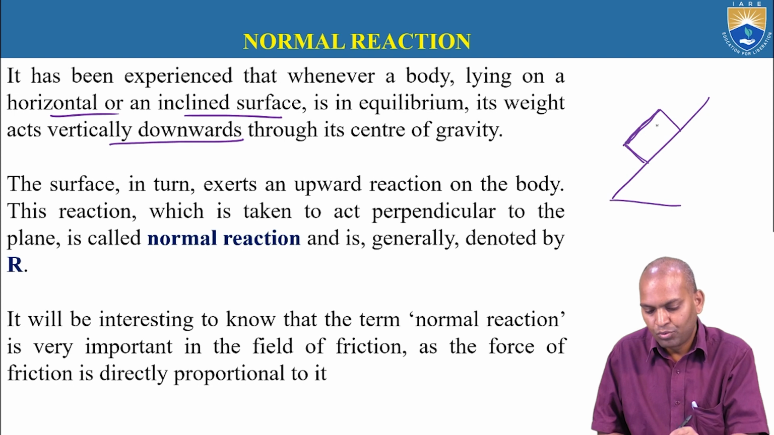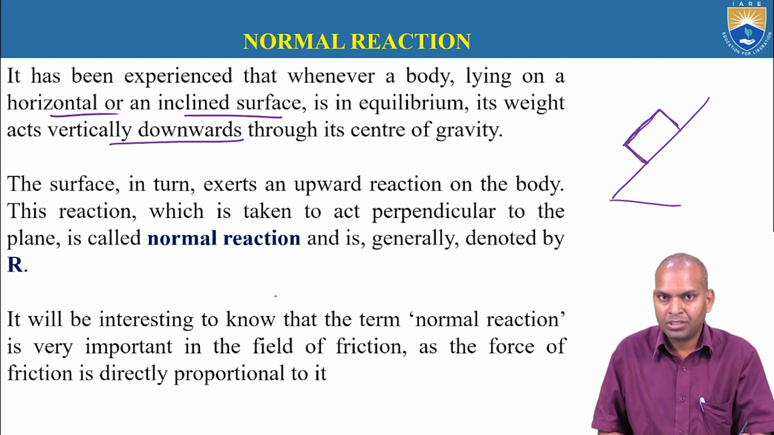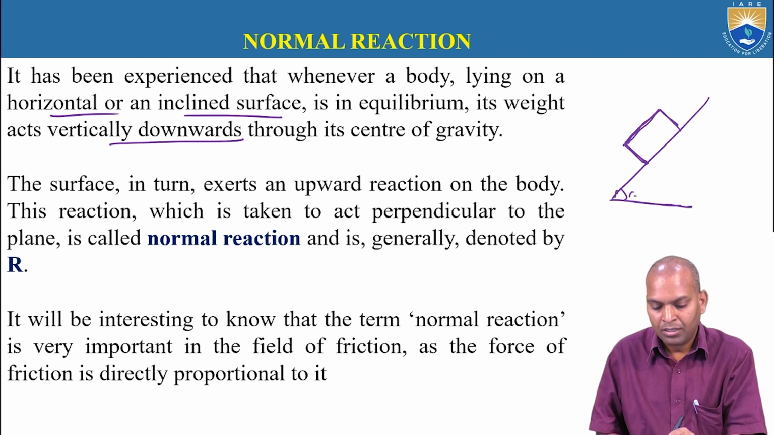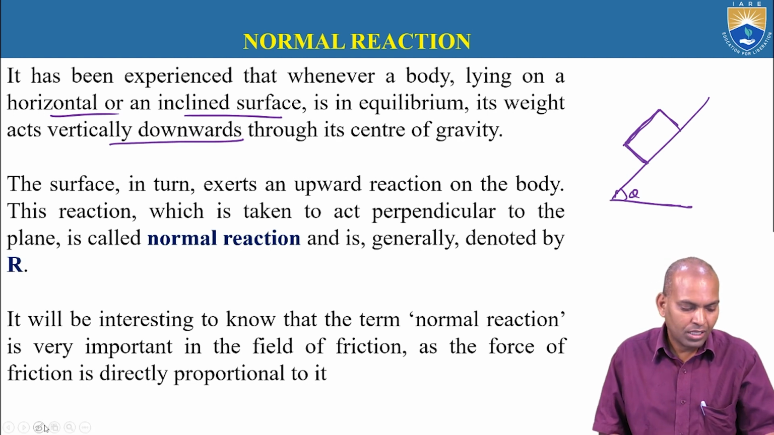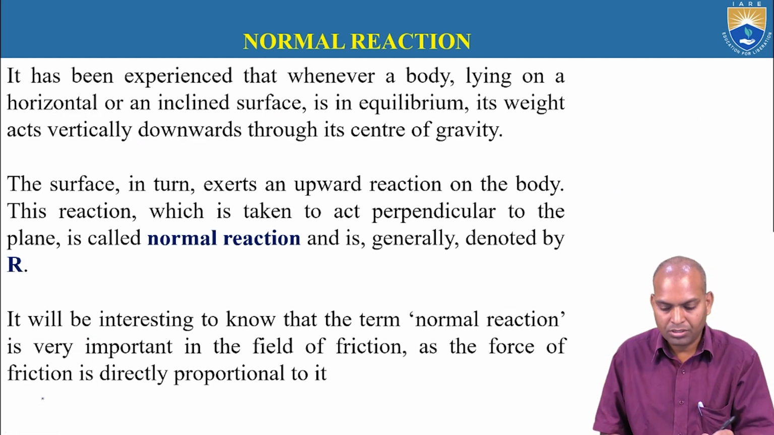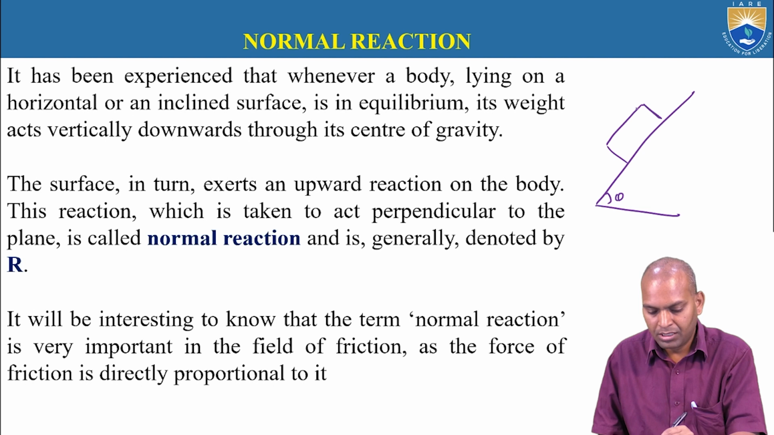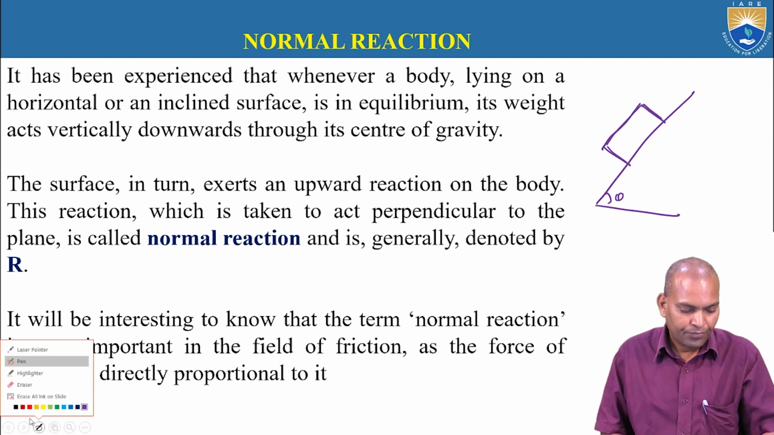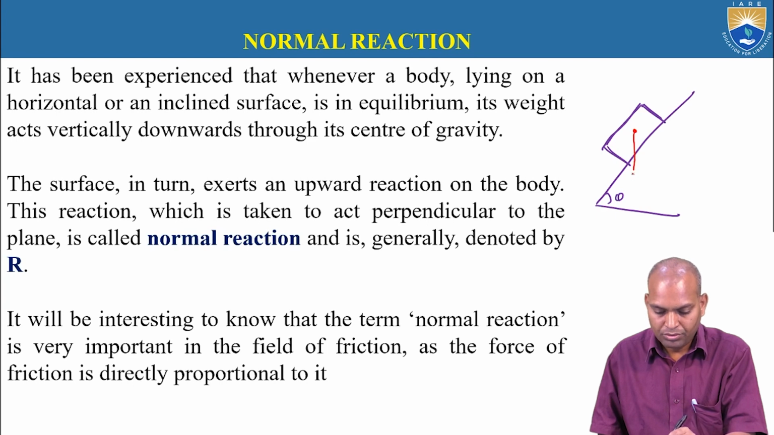In the horizontal surface, what will happen? The line of action of the weight and the normal reaction are the same. They are collinear, whereas on an inclined surface, they are not collinear. You can understand the difference between normal reaction and weight of the body. Now, the weight of the body acts through its center of gravity, as I mentioned before. It acts vertically downwards, passing through its center of gravity. It is CG.